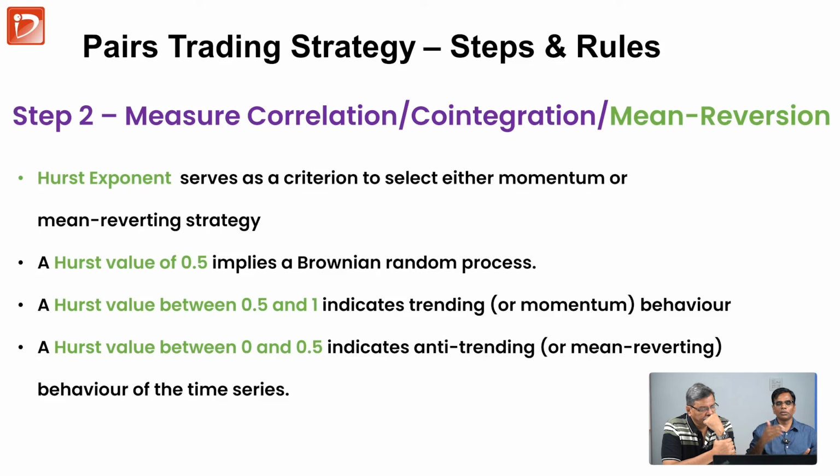When the Hurst value is between 0 and 0.5, or less than 0.5, that particular pair is mean reverting. So now we are measuring three different things. Ultimately what we want is that a pair is highly correlated, highly cointegrated, and also has mean reverting behavior. Because if there is no mean reverting behavior and if they go on in momentum, then there is no point. The trade will not pay, because it's a mean reversion strategy. So we have to see that there is some mean reversion.